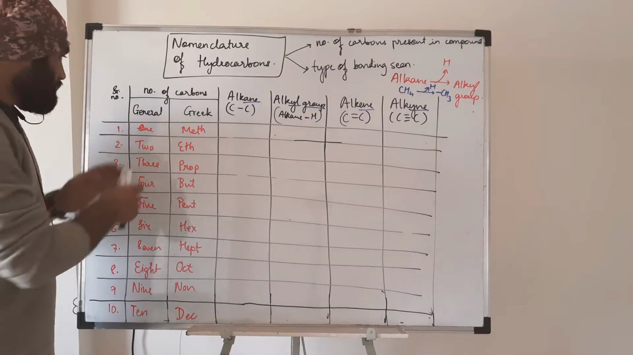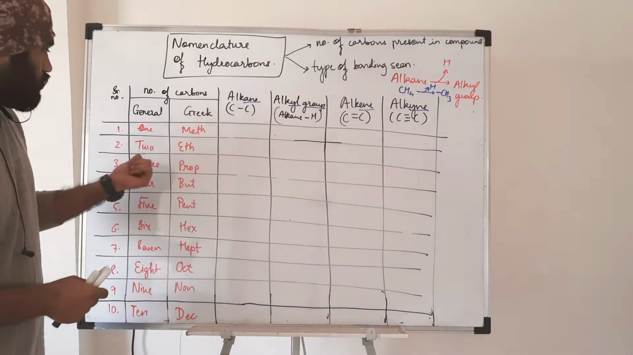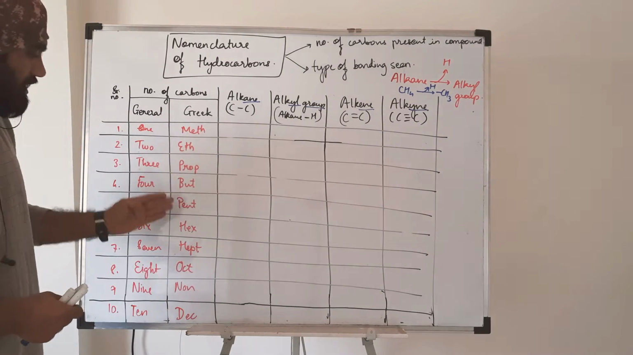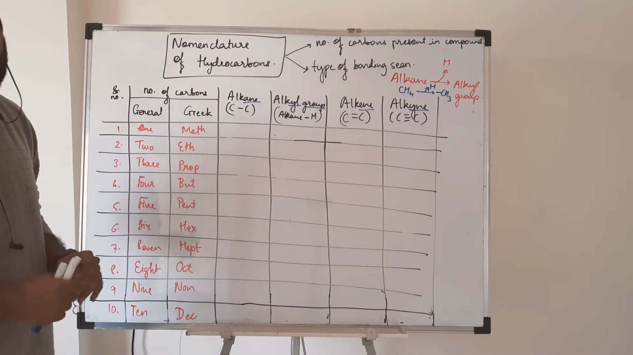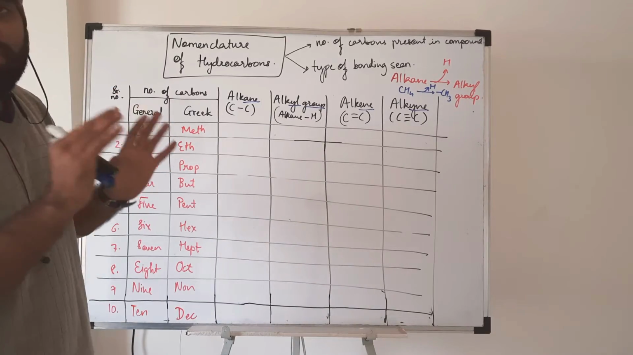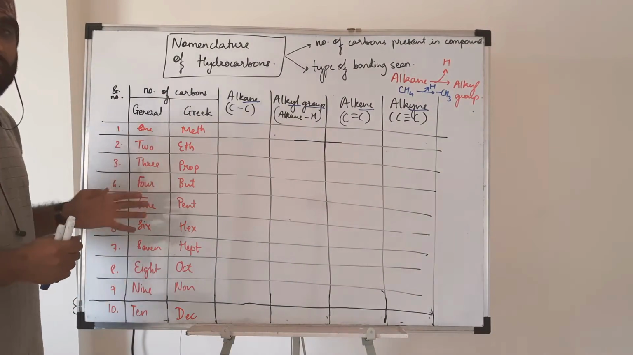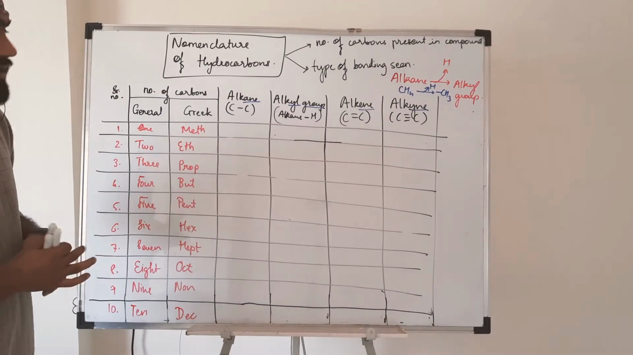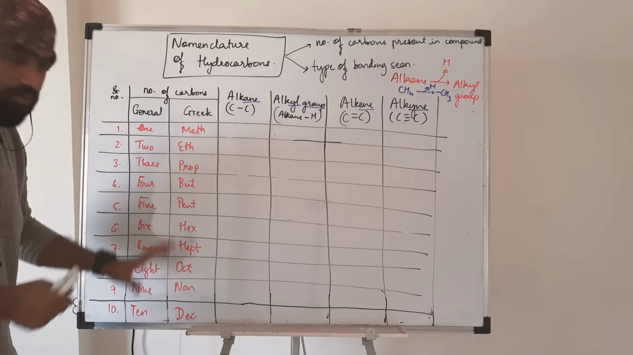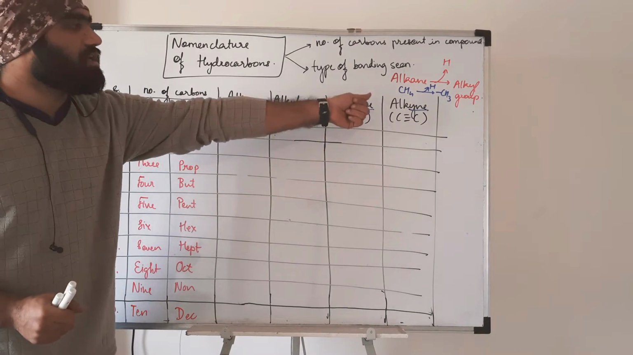However, in the Greek language, 1 is called meth, 2 is called eth, 3 is called prop, 4 is called but, and so on: pent, hex, hept, oct, non and dec. So the nomenclature of hydrocarbons, alkanes, alkenes, alkynes and alkyl groups, is basically done in the form of the Greek language. So now let's combine them. Meth, prop, but will be the prefix of the word, and ane, yl group, ene, yne will be the suffix.